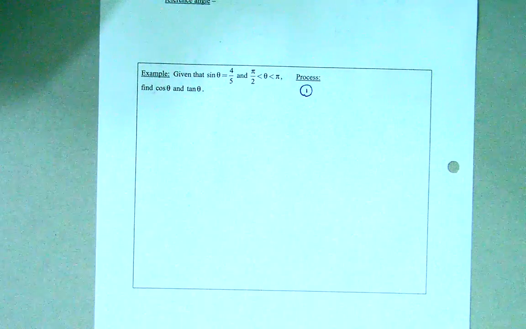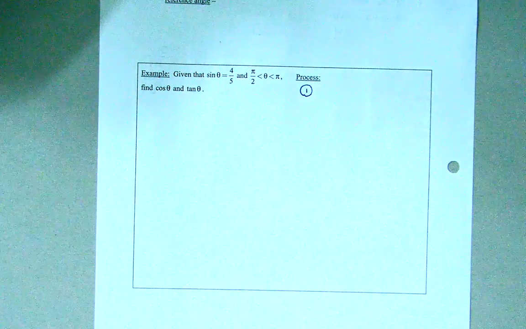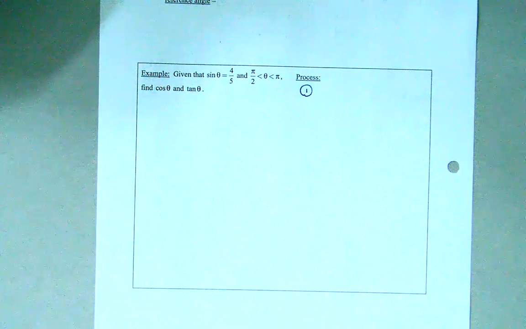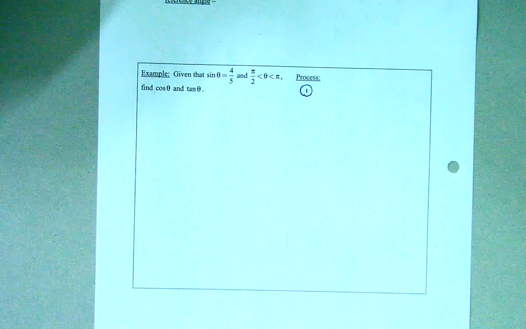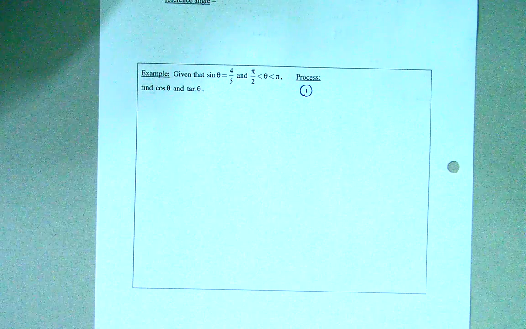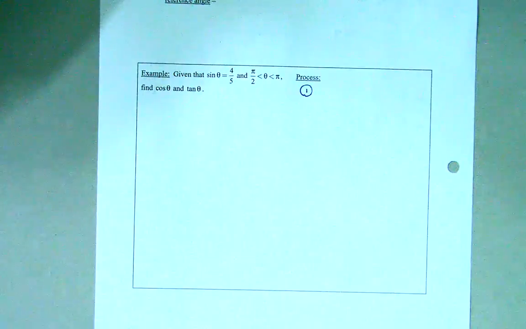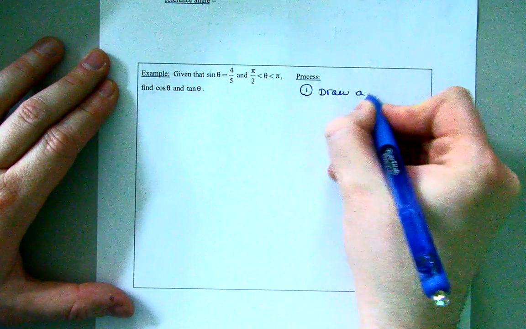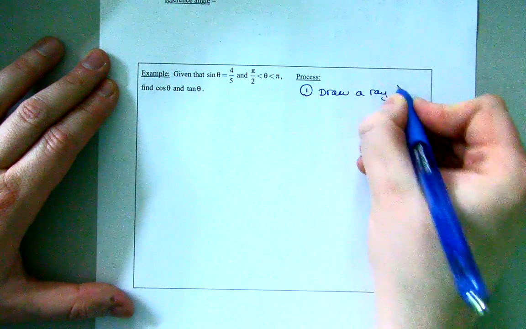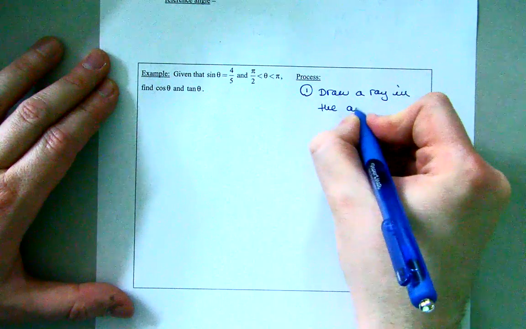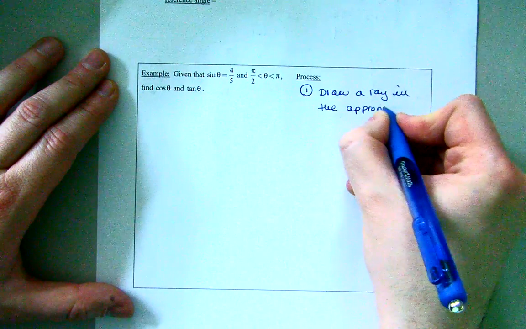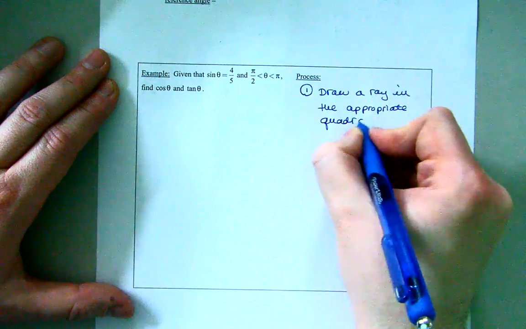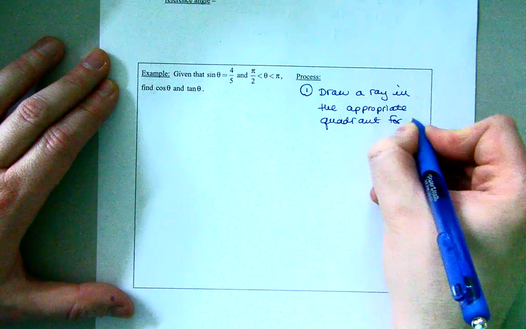The first thing we have to do, though, is we have to draw our angle. I need to draw a ray for the terminal side of our angle in the appropriate quadrant. Let's just write that down, then we'll figure out what that's actually saying. We are going to draw a ray in the appropriate quadrant for theta.